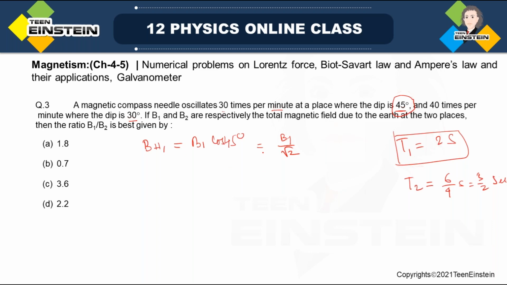BH1 is the horizontal component of the magnetic field at the first place, and the horizontal component of the magnetic field at the second place is B2 cos of 30 degrees. That means B2 cos of 30 degrees, which is root 3 by 2 into B2.